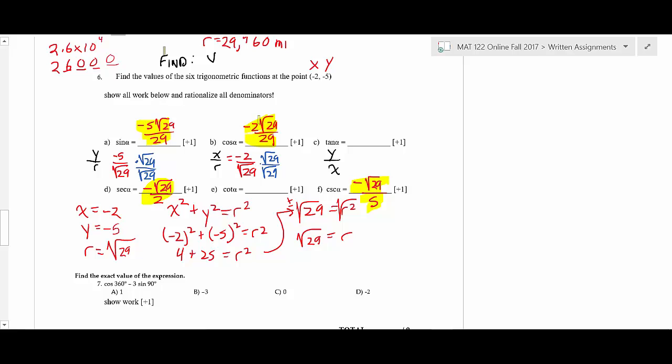Okay, and that leaves us with the tangent and cotangent. So the tangent is y over x.